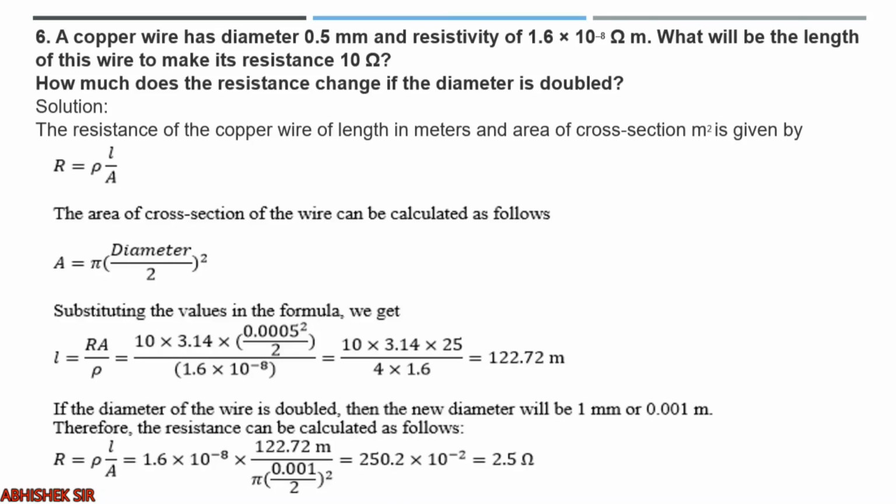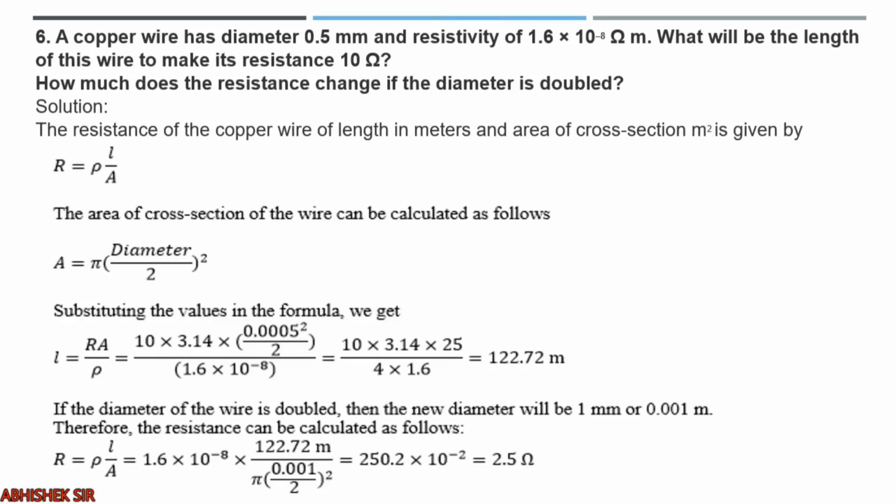A copper wire has a diameter of 0.5 millimeter, and resistivity is 1.6 into 10 to the minus 8 ohm meter. What will be the length of this wire to make its resistance 10 ohm? How much does the resistance change if the diameter is doubled? Now, this question right now will appear very tough. But if I say that we are using only one formula of resistivity, then it will appear very easy.